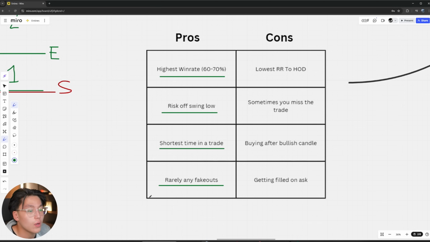And then another pro is you rarely get any fake outs. So if you do get faked out quite often, you can wait for that confirmation candle and there's a very good chance that price is going to gravitate towards high of day and above.